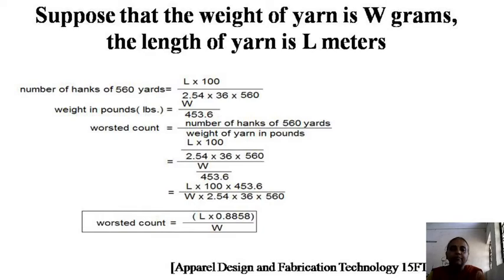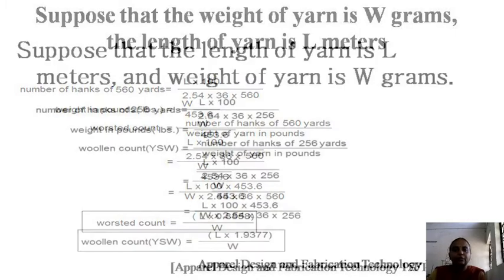This equals L into 100 into 453.6 divided by W into 2.54 into 36 into 560. Thus, worsted count is equal to L into 0.8858 divided by W. This is the formula for finding the worsted count. So you have to remember this formula also.